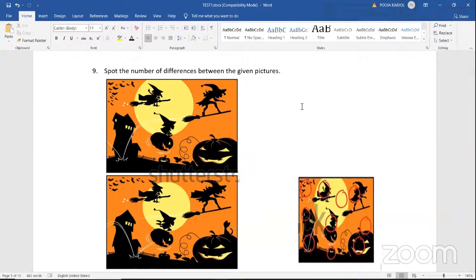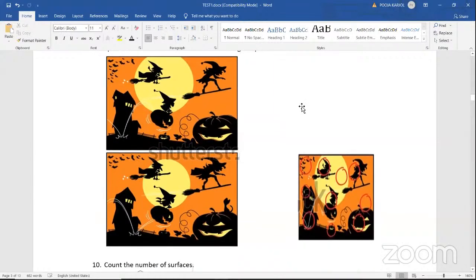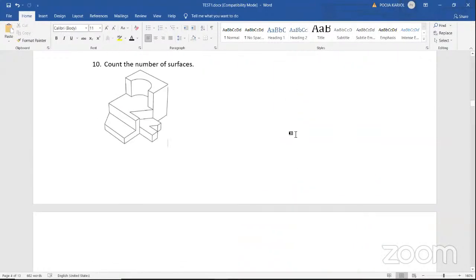Ma'am, how many differences, ma'am? 10. Ten differences. Count the number of surfaces. 23. Yes, 23. 22. 22 is it? Alright.